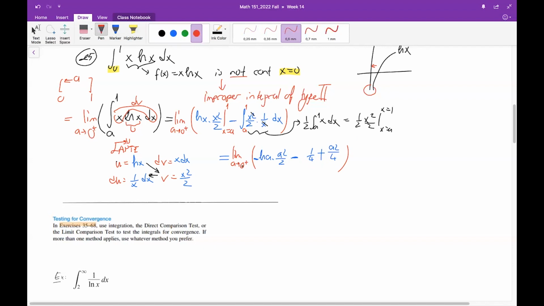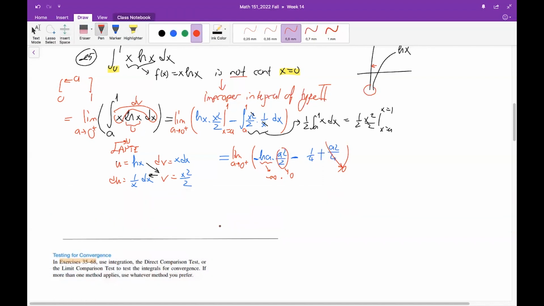If a goes to 0 from the right, this part goes to minus infinity, and this part goes to 0. So, by the way, this is directly 0 in the limiting case, but here you have an indeterminate form, right? 0 times plus or minus infinity is an indeterminate form. How do we get rid of that indeterminate form? Let's deal with that limit separately here.